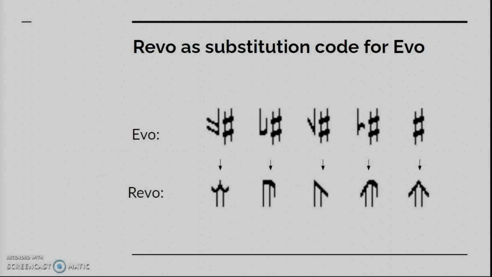You may ask now, is there a pattern between the flags of Evo and the flags of Revo? Because looking at this, it certainly doesn't seem like there is. We see a double left barb becoming a double scroll, a right arc stays a right arc, a left barb becomes a right barb, and so on. Huh? The answer is no, not really. There's not a pattern.